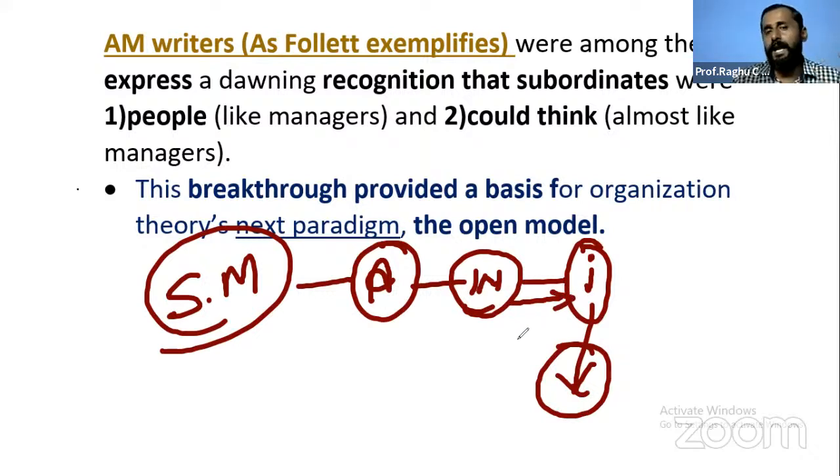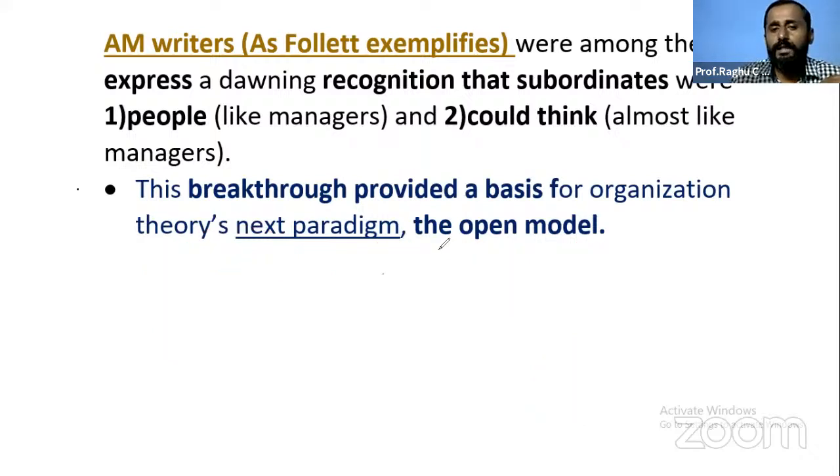For the first time, especially M.P. Follett said that the subordinates, the workers, are also having a mind of their own and they could think. This breakthrough provided the basis for the organization's next paradigm, that is known as the open model.